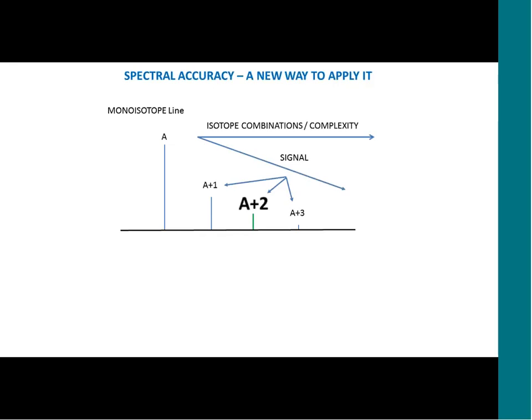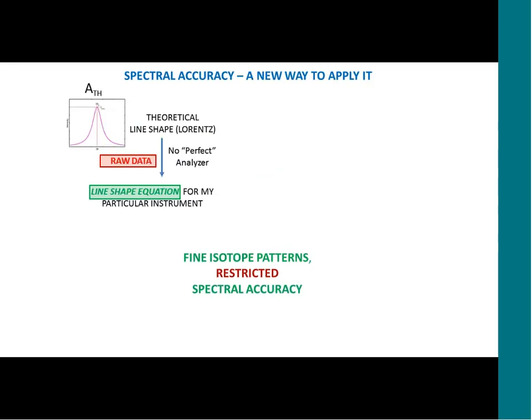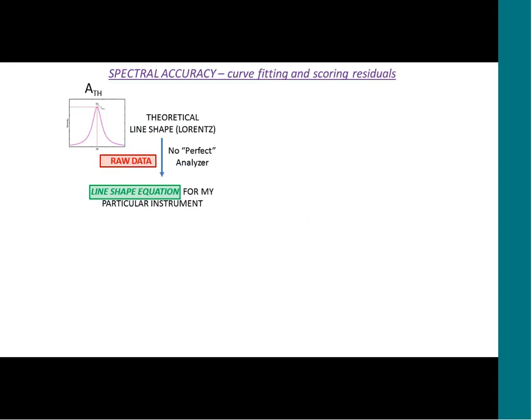I'm not going to say that it's always A+2. It depends on what elements are present. You may find A+3 to be useful as well. But be aware, of course, that the signal is heading downhill pretty rapidly as we move to the right in the isotope profile. So I want to talk about then these fine isotope patterns in the context of what I call restricted spectral accuracy.